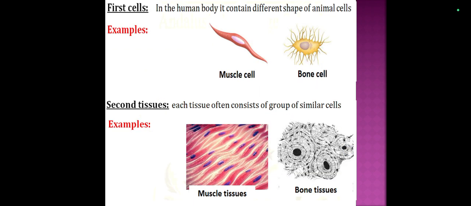First, as you can see here in the picture, this is the muscle cell, and we also have a bone cell. But if we put similar cells together, like muscle cells together, we can see the muscle tissue in the picture down there. And for the bones, here is a picture of a bone cell, but a group of similar bone cells together makes the bone tissue.